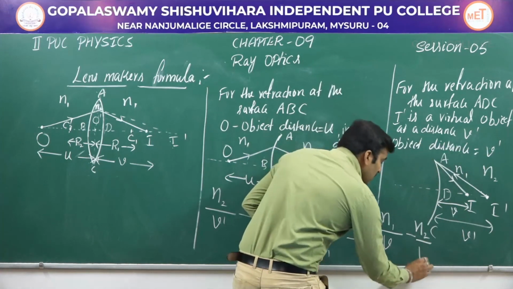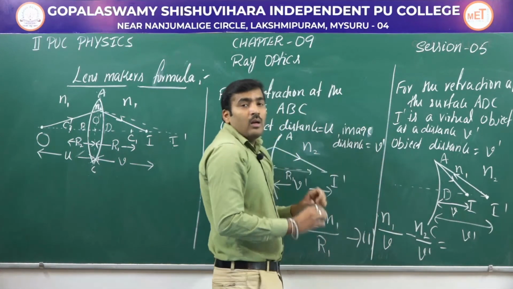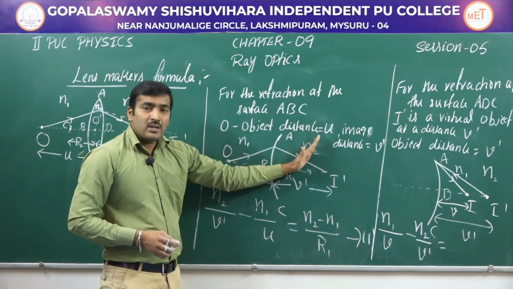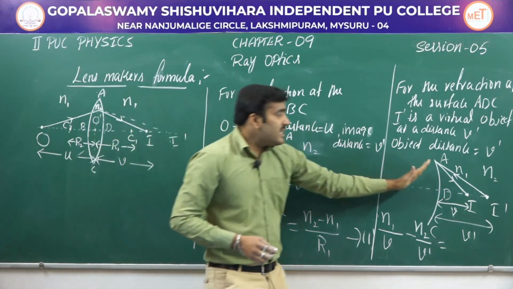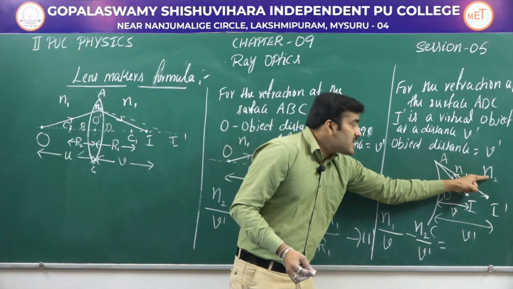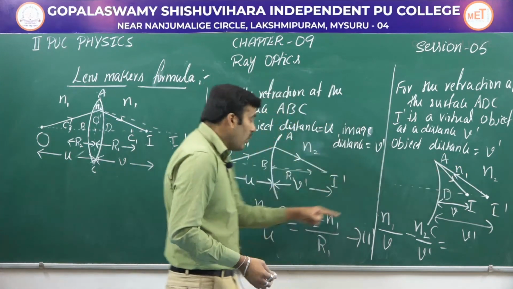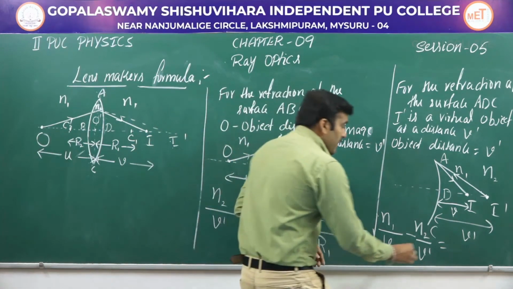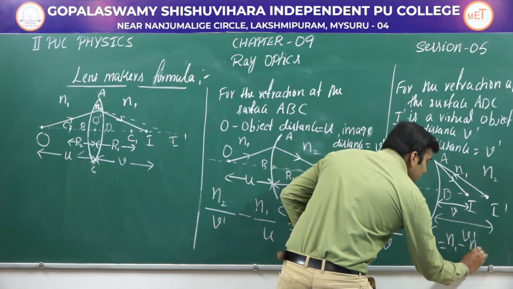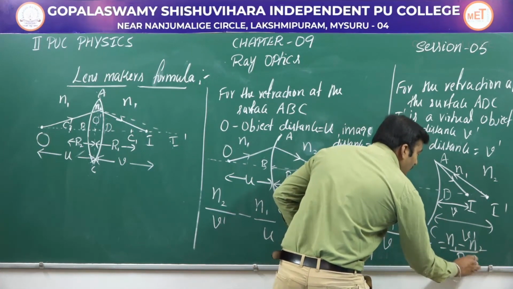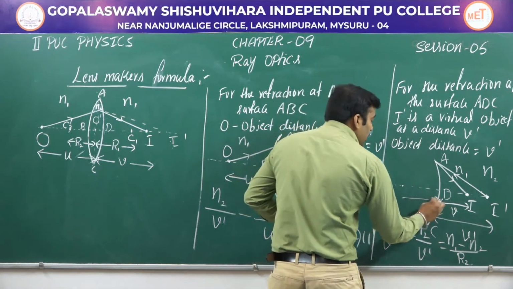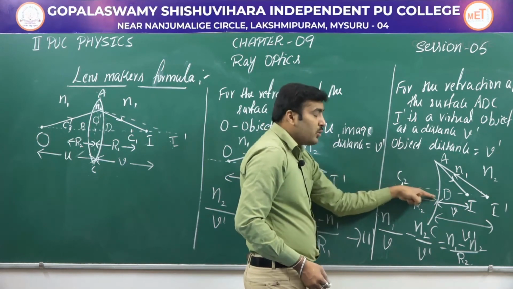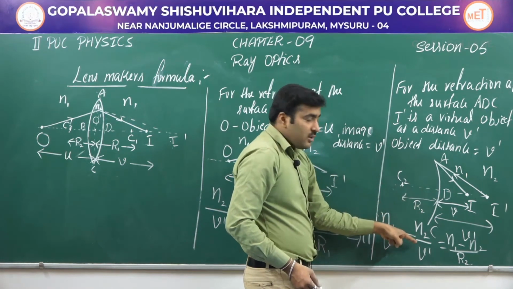is equal to, see here, in the first case the refraction takes place from the first medium to the second medium. In this case, the refraction takes place from the second medium to the first medium. Therefore, the right hand side of the equation becomes N1 minus N2, which has to be remembered correctly. So this will be N1 minus N2 whole divided by R2, where R2 is the radius of curvature for the spherical surface ADC.